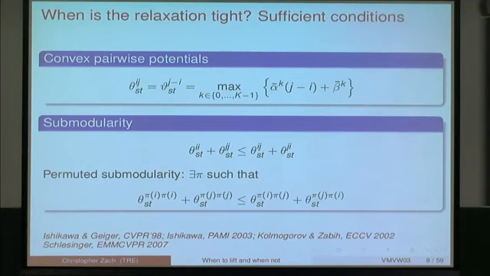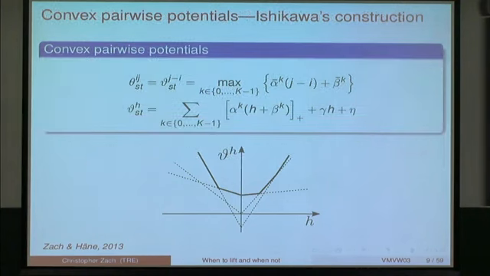Another, more general one is the submodularity extension to multiple labels, and there exists an even more general version called permuted submodularity, but I'm not going to talk much about this. So what does convex pairwise potential mean? You have two labels, you look at the difference, and how you penalize label differences should be a convex function.